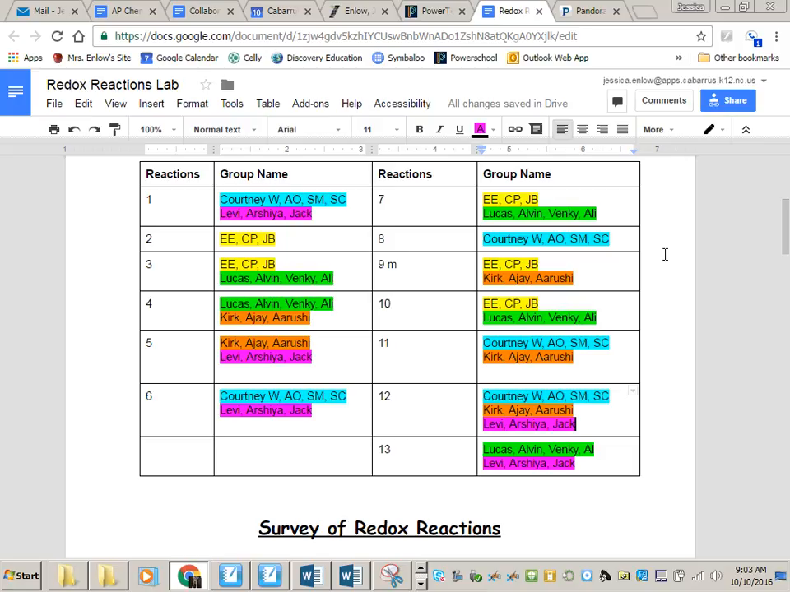So make sure you have shoes on and hair pulled back. I have one group with the Bunsen burner, and so if you're, I think it's number 3. I think it's number 3. Hold up. I think it's number 3.